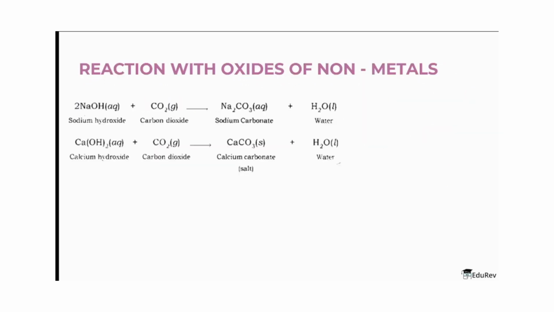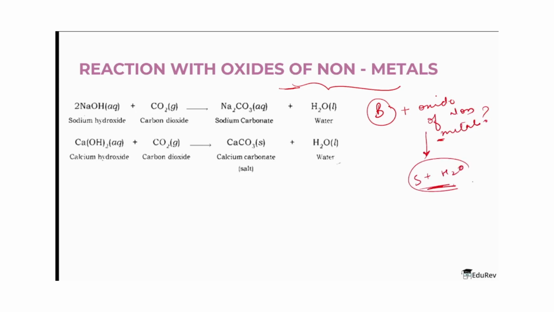The next one is reaction with oxides of non-metals. So we need to react your bases with oxides of non-metals. What's going to happen when my base reacts with an oxide of non-metals? Basically, salt and water are the substances which I'll get. So I'll get salt and I'll get water.